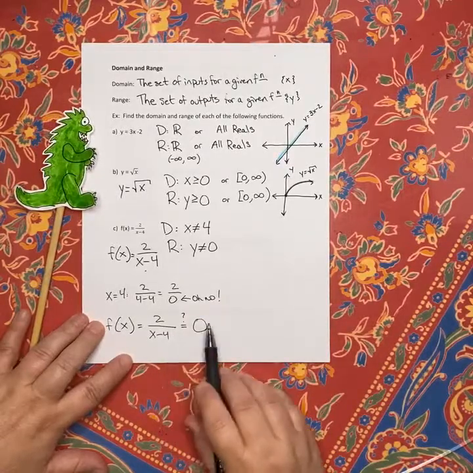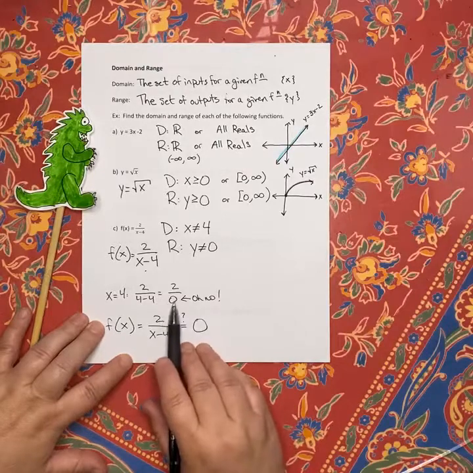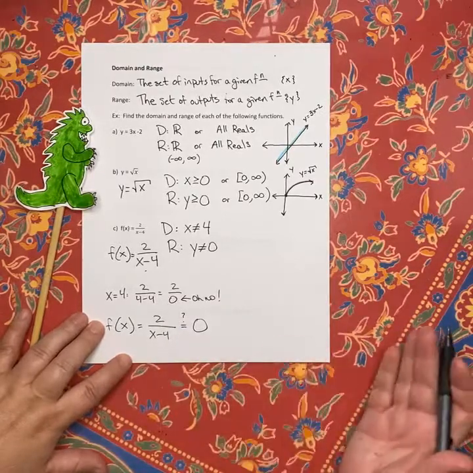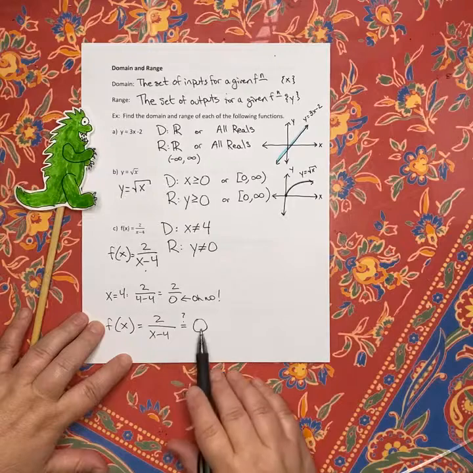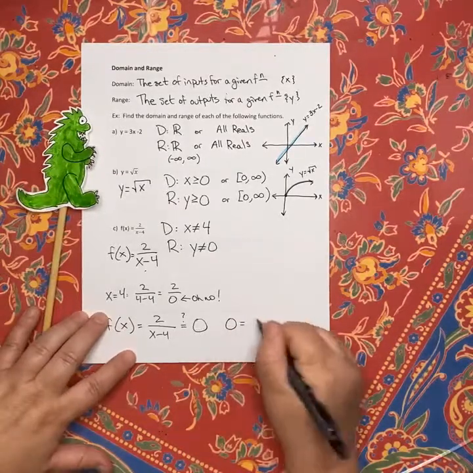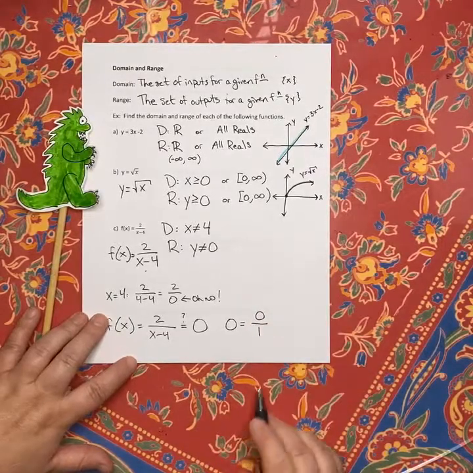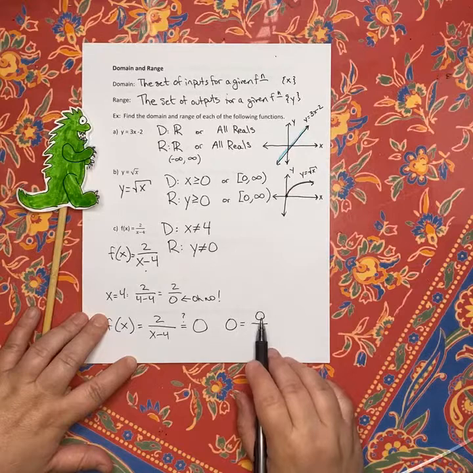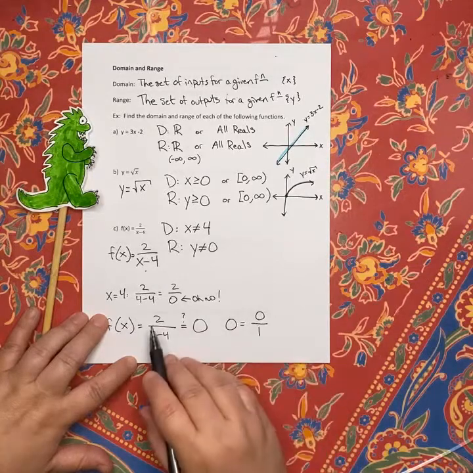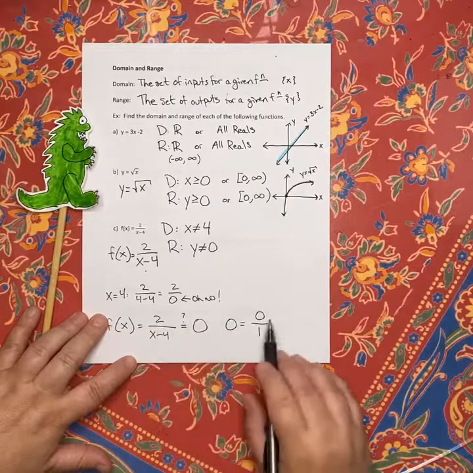So if something is going to equal 0, can we put 0 in the denominator? No, because that's not 0, that's undefined. So how do we make a 0? Well, 0 is equal to 0 over 1. To get a 0, you have to have 0 on top. But this one has 2 on top. It doesn't have 0. There's no way.